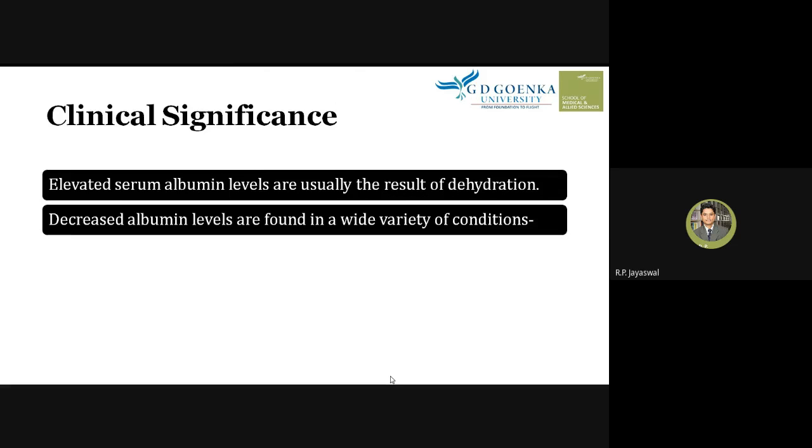Decreased albumin levels are found in a wide variety of conditions, which may be related to physiological or pathological conditions. Decreased levels are seen in kidney disease, liver disease, malabsorption, malnutrition, severe burns, infection, and cancer. These are the conditions where the albumin levels may be lower than what we find in the normal range.